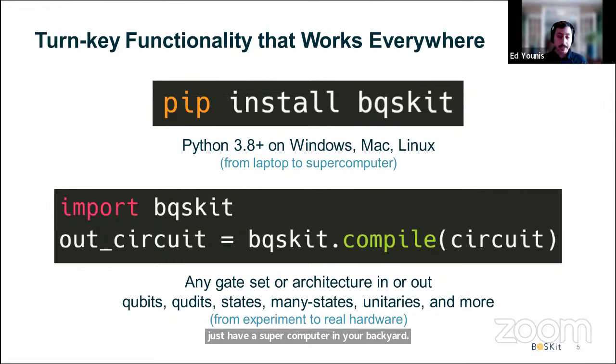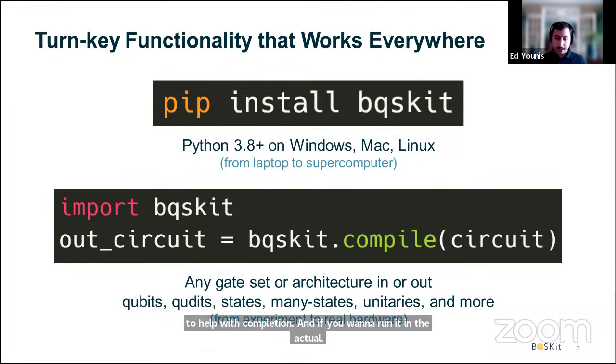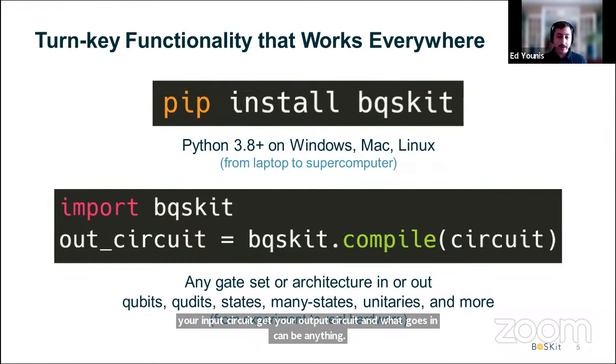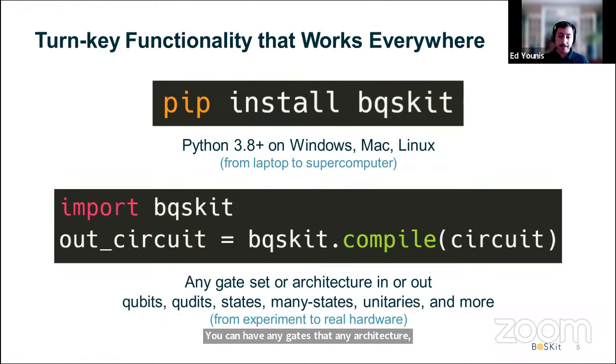We have a guide online to very quickly distribute this program across a cluster or a supercomputer and take advantage of all of those classical resources to help with the compilation. And if you want to run it in an actual Python script, it's as simple as bqskit.compile, put in your input circuit, get your output circuit. And what goes in can be anything. You can have any gate set, any architecture, anything. What comes out, the same.